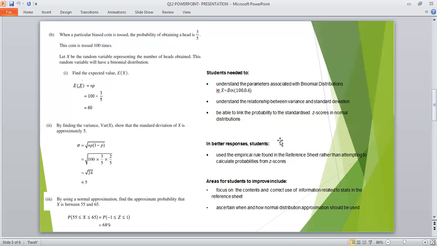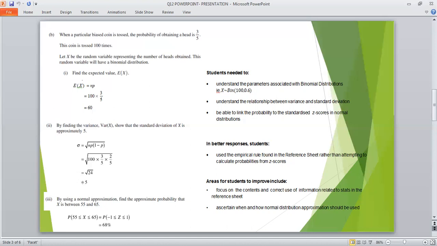The areas for the students to improve include the following, and these are just some of the points. They need to focus on the contents and the correct use of information related to statistics in the reference sheet. Many of them actually didn't do that. And also to ascertain when and how to use the standardized z-scores to find the probabilities for normal distributions.